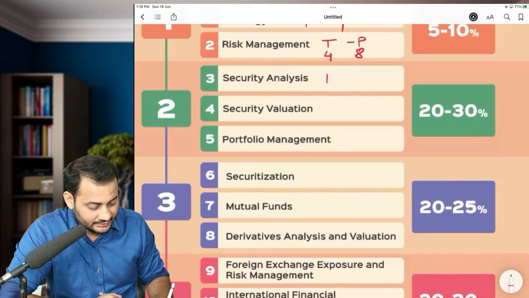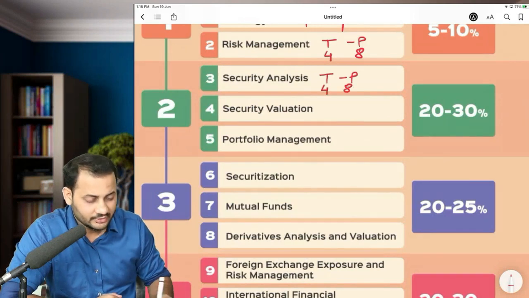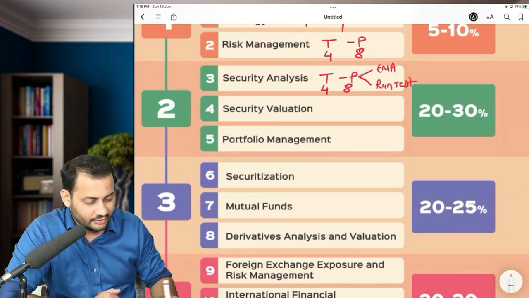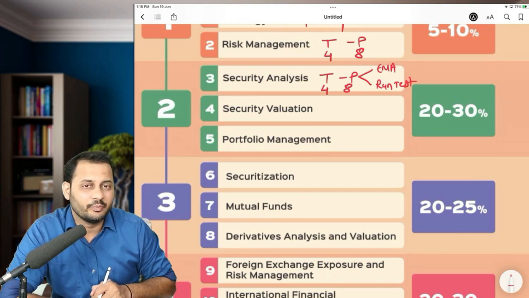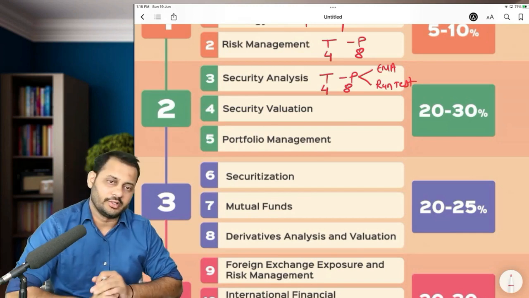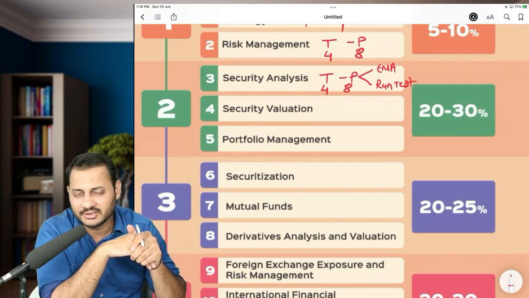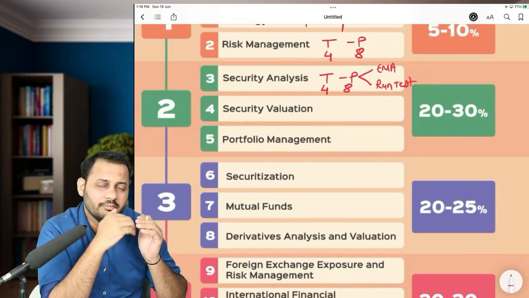Security analysis is again a theory and practical chapter. They can ask 4 marks of theory and 8 marks of practical question on this. But the good part is on the practical question side, there are only 2 concepts, EMA and run test. Mostly you will find the questions on these topics only. Okay. Nothing much on the practical side in that chapter is there.